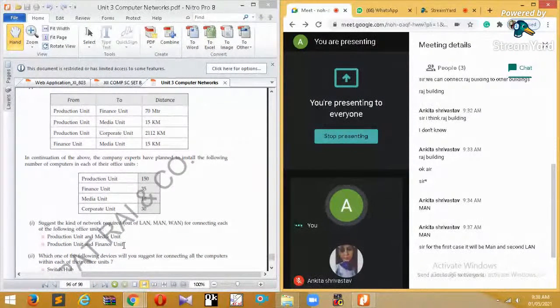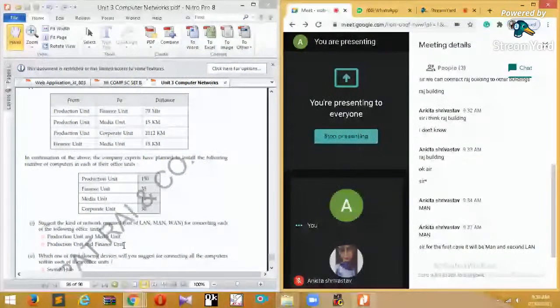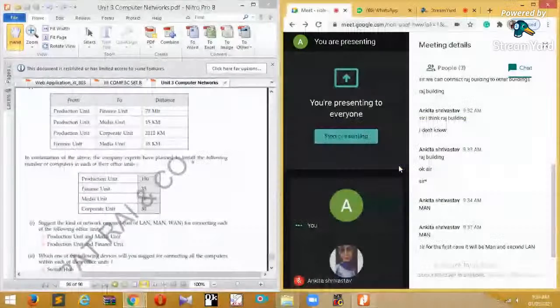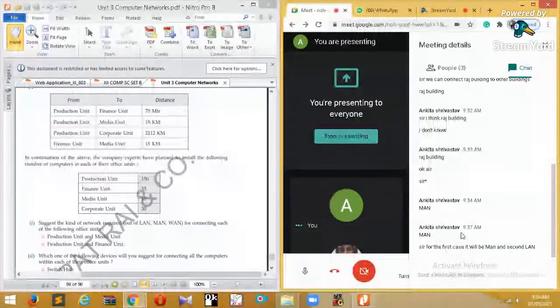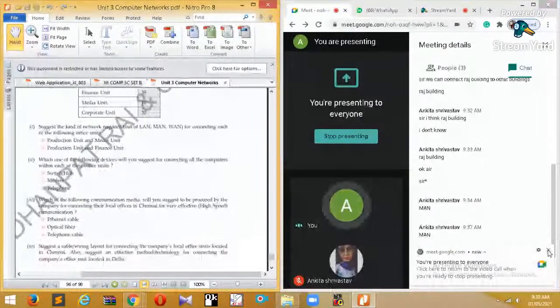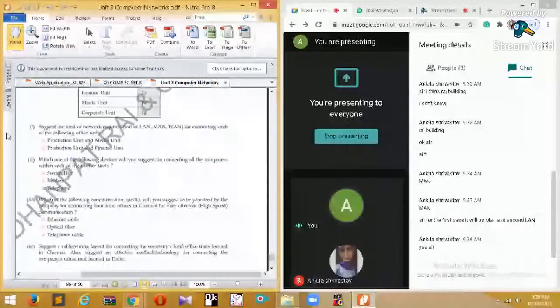If I just add one more question to this for the second case, like production unit to finance unit, which type of LAN, or simply how the LAN connection will be more feasible, which kind of media we can use for this LAN connection? We can use a Wi-Fi connection here also, because there is only a 70-meter distance. Very little distance is there, so you can simply use Wi-Fi also.